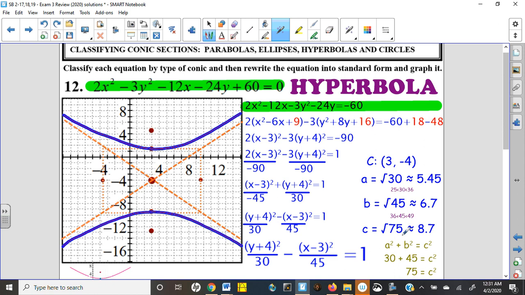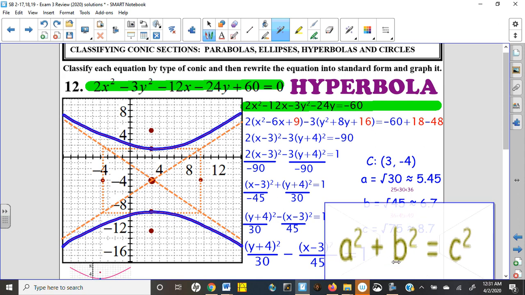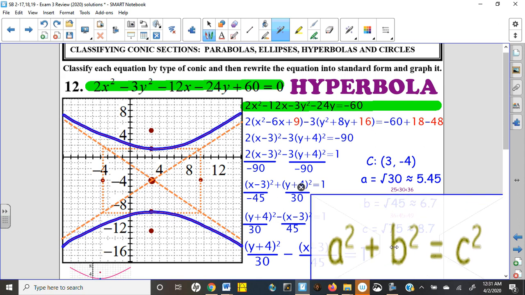Now, some people did get the a squared plus b squared versus a squared minus b squared equations confused on the quiz. For ellipses, it's a squared minus b squared. For hyperbolas, it's a squared plus b squared.